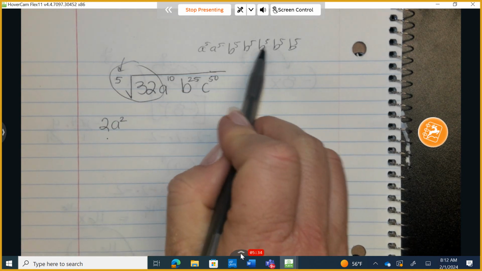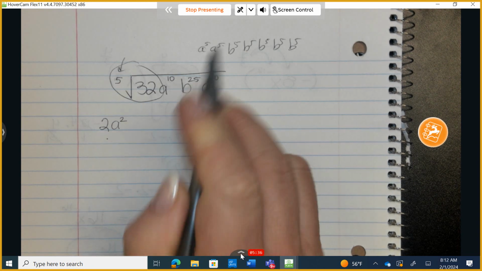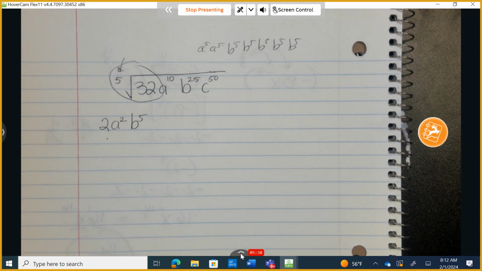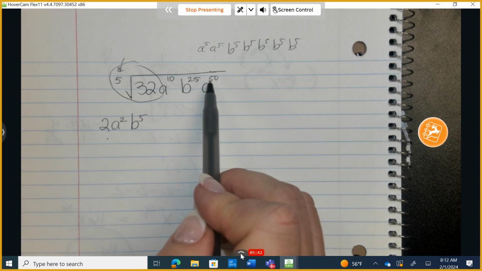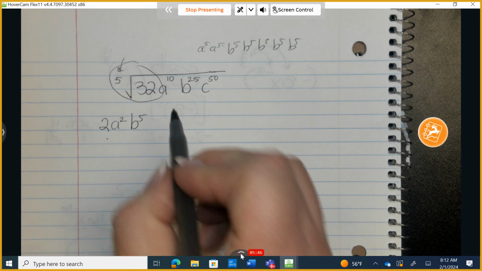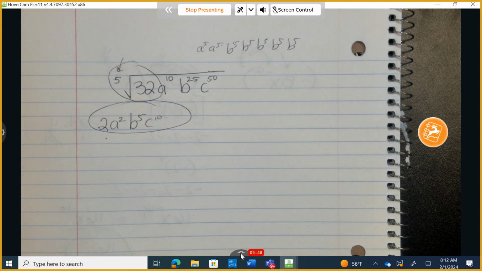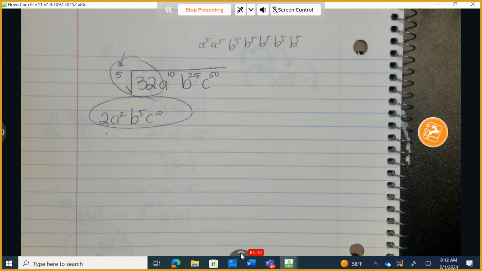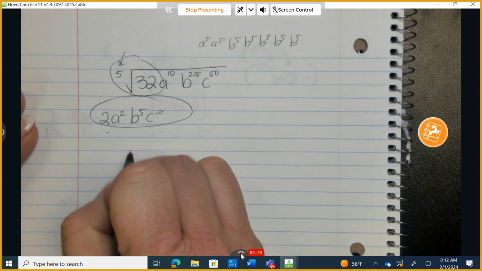Likewise, how many full groups of b to the 5th do I have? I have exactly 5. How many full groups of c? Well, I haven't taken time to do it yet, but here's how we can do it in our head. How many groups of 5 can evenly fit into 50? 10. This is fully simplified. Let's take a look at the next one.